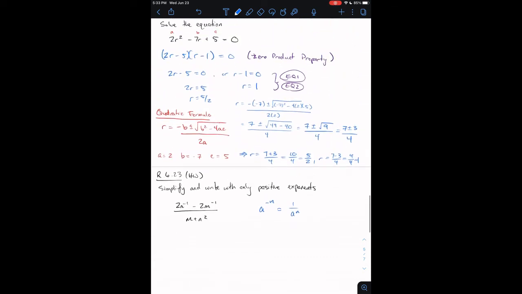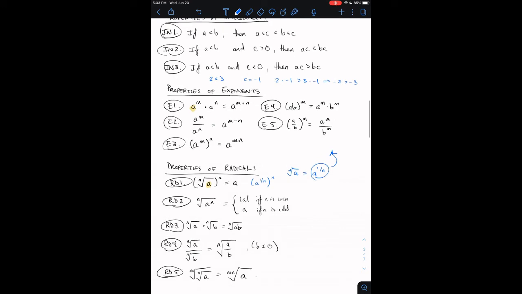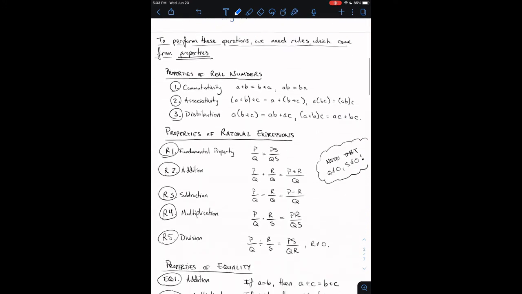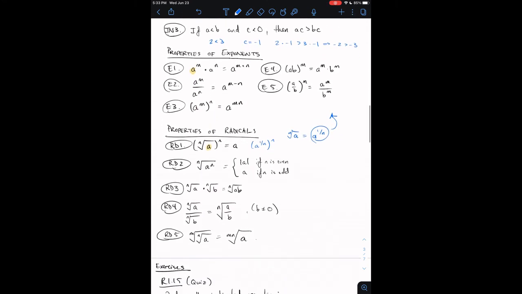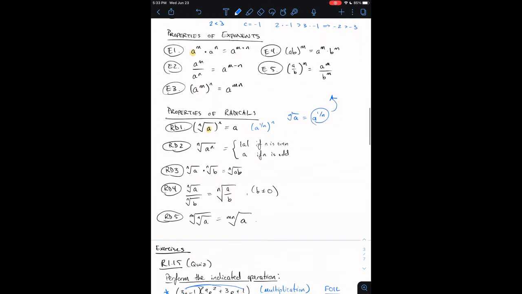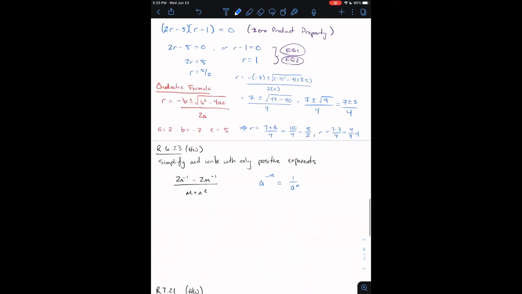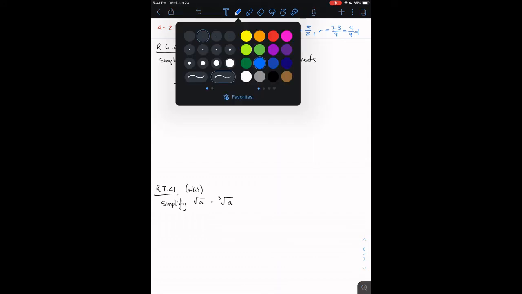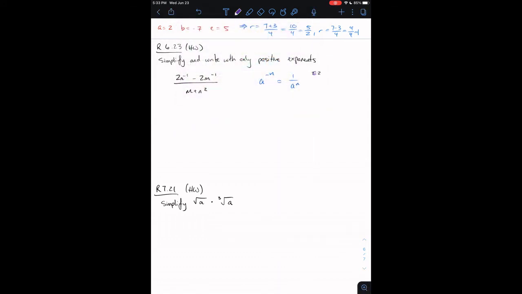Now let's see what property that actually uses. It should be one of these properties, right? Well, I skipped right past it. Okay, so if we think about this, it's property 2. It doesn't really seem like it, but it is. If you recall, property 2, so this is E2, says that a to the m over a to the n is equal to a to the m minus n.